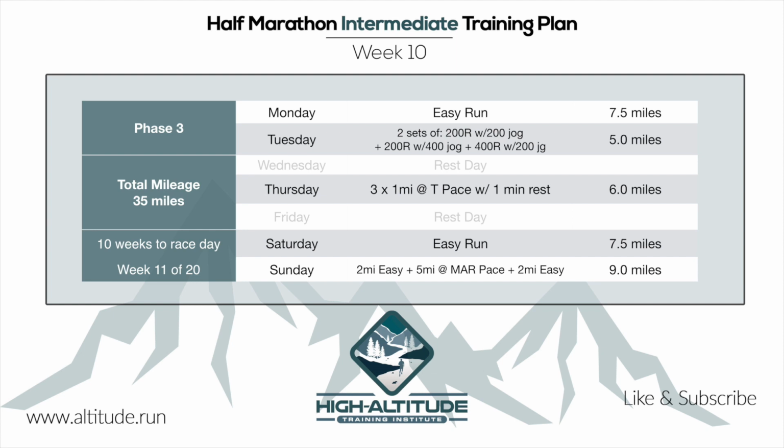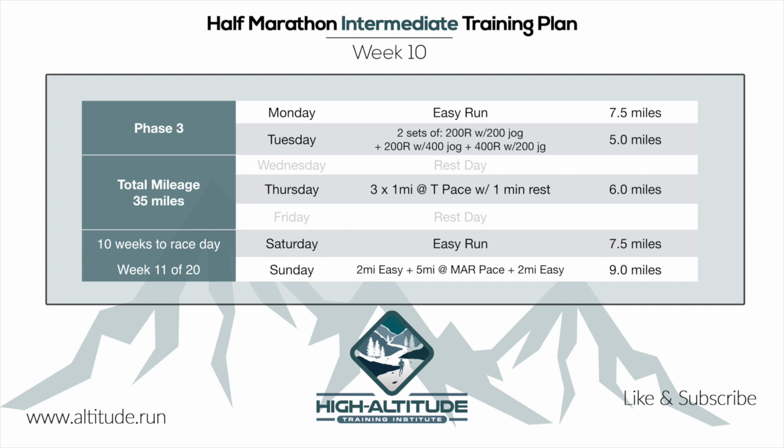Monday, we're going to do our easy run, 7.5 miles. You notice that that easy run is getting longer and longer every week. On Tuesday, the good old 200, 400, 200 training workout, which is going to be 2 sets of 200 repetition with 200 meter jog in between, followed by 200 repetition with 400 meter jog, and then 400 meter repetition with 200 meter jog. By now, you should know this workout. You should have done it before, and you should know how much it hurts and how much it sucks to do that workout. But it is good for you, and it makes you a lot faster. With a 2 mile warm-up and a 1 mile cool down, this is a 5 mile workout.